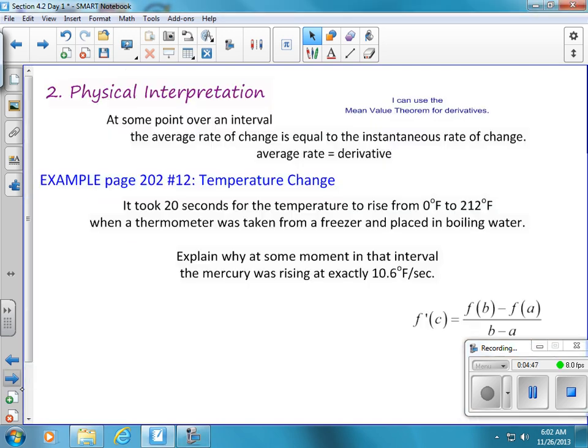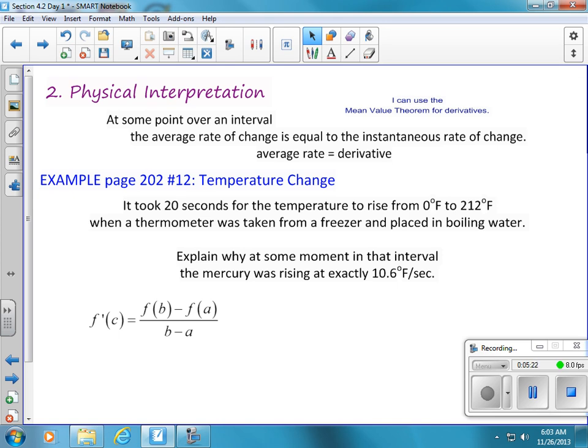The next two examples are also in your assignment, and they are more physical interpretations rather than actual function interpretations. But we're still going to use the mean value theorem. It takes 20 seconds for temperature to rise from 0 to 212 when a thermometer was taken from a freezer and placed in boiling water. Explain why at some interval the mercury was rising at exactly 10.6 degrees Fahrenheit.